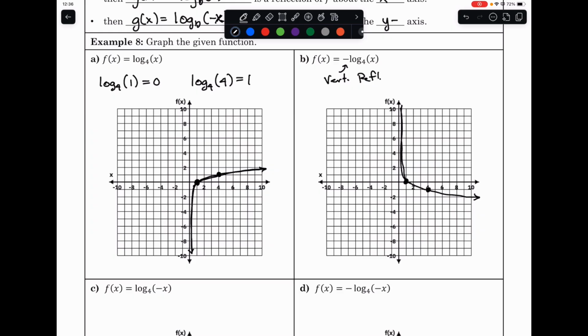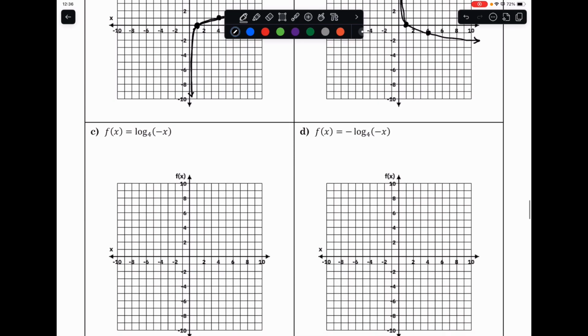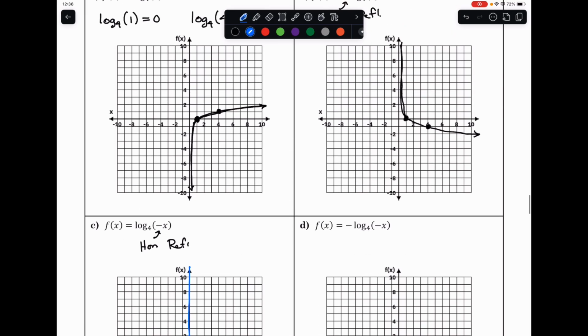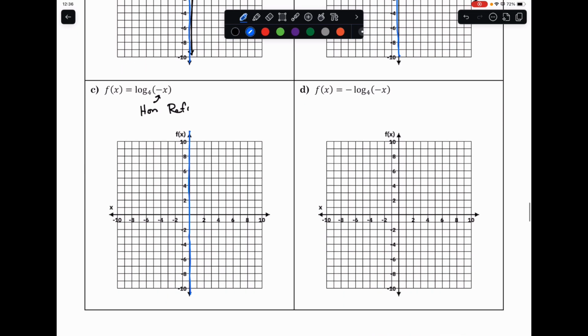Now let's compare that to letter C. With the negative sign on the inside with the x, that's going to be a horizontal reflection. So that's going to draw the graph on the opposite side of our vertical asymptote. This one here, the vertical asymptote is right here, that doesn't move. On this example here, the vertical asymptote is in the same place. And in this one, the graph is going to be reflected across the vertical asymptote.